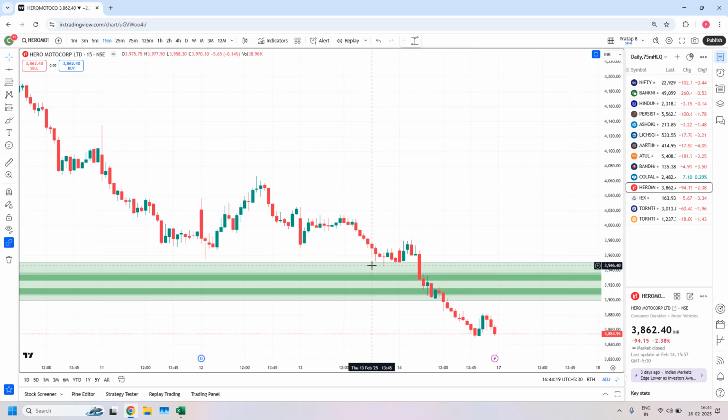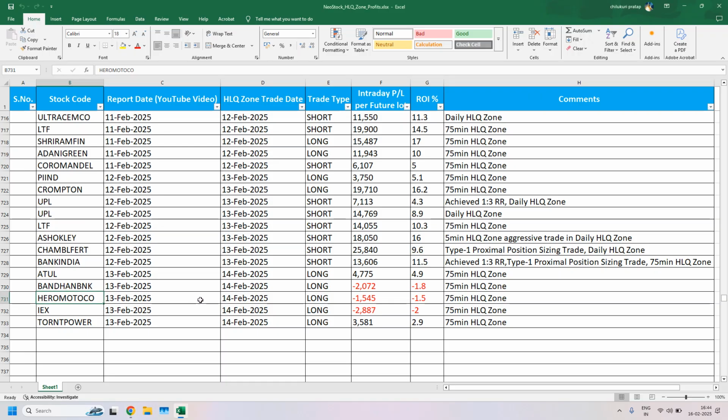Okay, first one, how much loss has it given? Hero Motors could have given you 1,545 rupees loss, which is minus 1.5% ROA. See, I am always calculating the maximum loss. Maybe some of you may not be accepting this much risk. You might have reduced the risk, you might have taken deeper entries. So at whatever risk level you accepted, your trades would have been stopped out. Okay, next one is IEX.